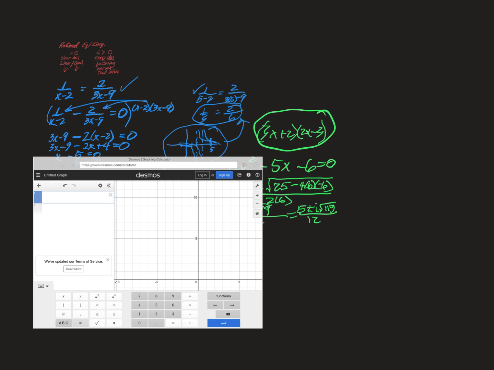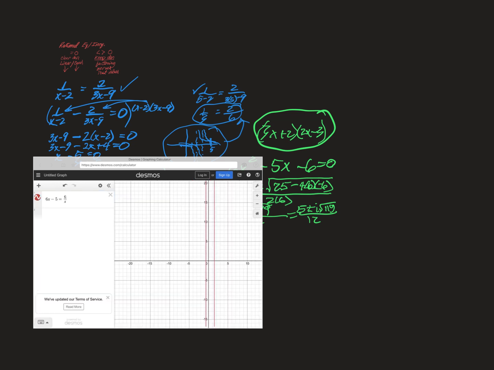Okay. So the original problem here is 6x minus 5 equals 6 divided by x, right? That's the original problem. So I want to look at that, all right?